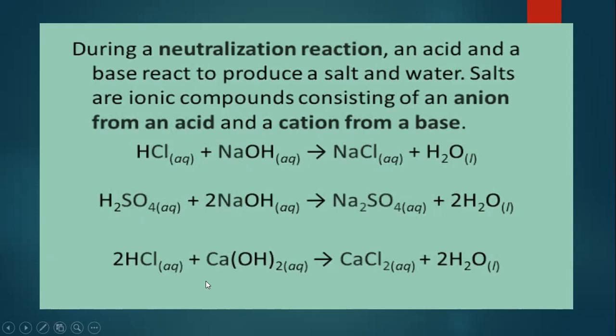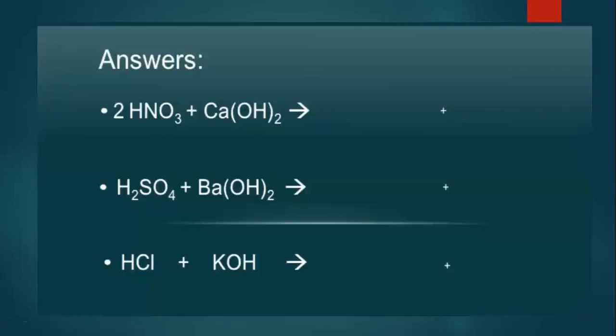And same in the next example. Now, predict the product in these reactions. These reactions are neutralization reactions. Nitric acid reacts with calcium hydroxide. What will be the product? The product is calcium nitrate. In the next reaction, sulfuric acid reacts with barium hydroxide. The product is barium sulfate plus water. In the next example, HCl reacts with KOH. The product will be KCl and water.